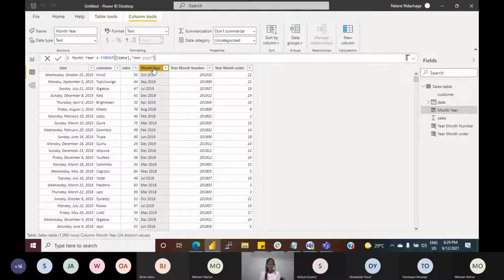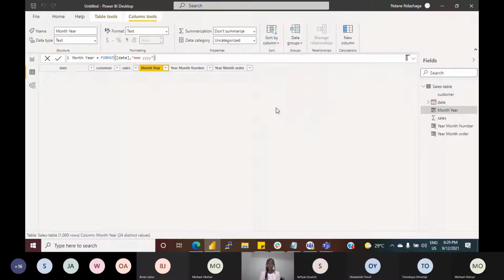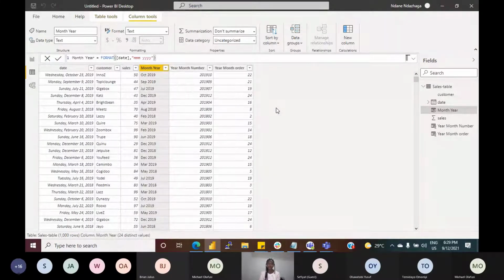So you click on month here, you go to sort by, and then you make it to sort by year month order. So it will sort this one from the smallest to the oldest, or from the oldest to the smallest, however you want to see it.